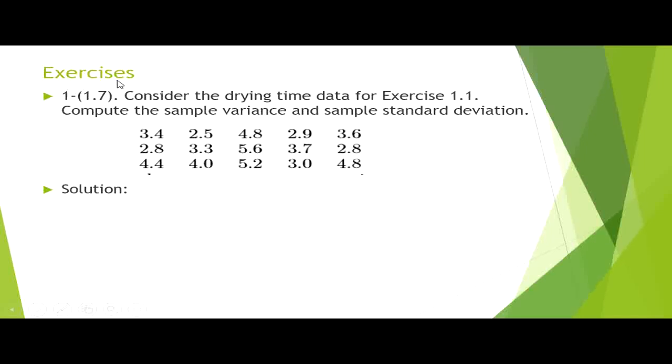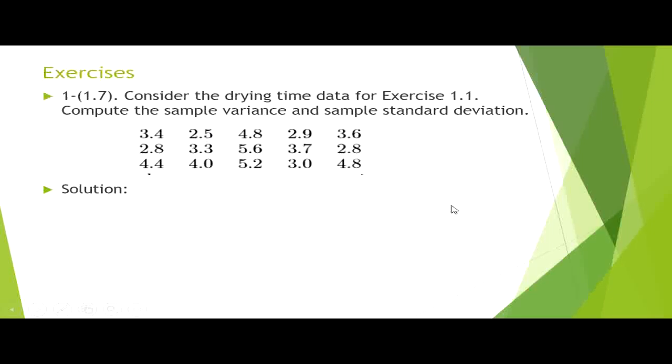First exercise problem. The data is the same as we have discussed in the chapter, exercise 1.1. Here the question is find sample variance and sample standard deviation. The idea is, we know we have to write this in ascending order. We know the sample mean already, but we write it one more time.